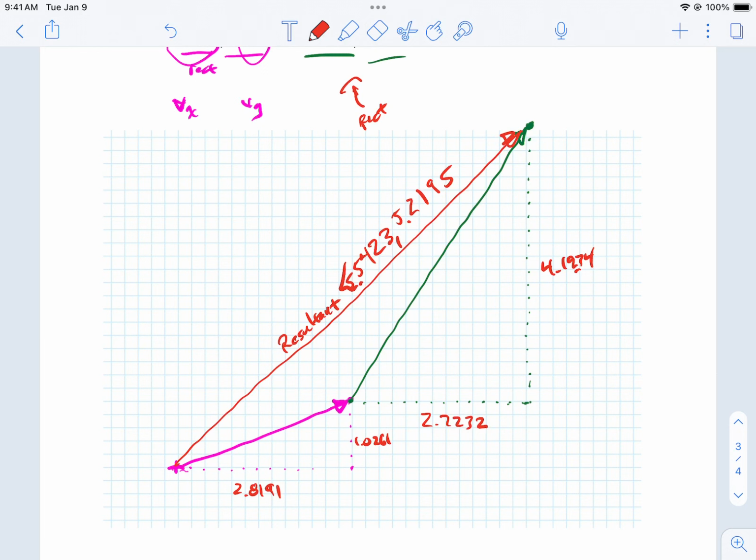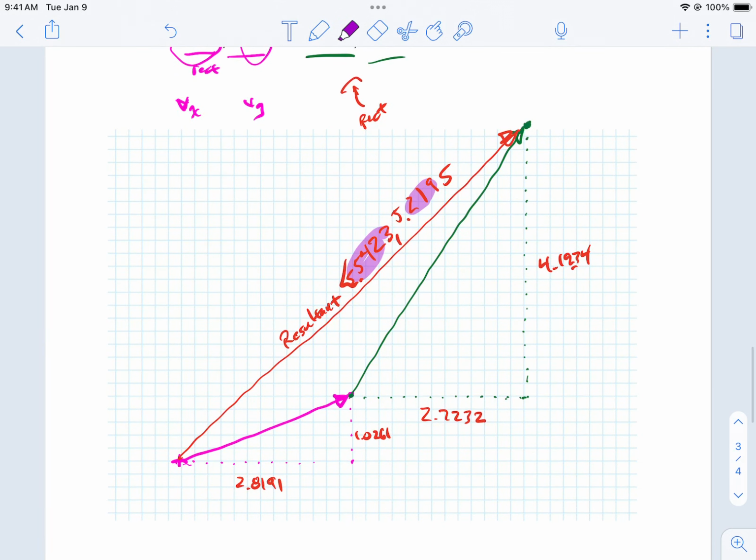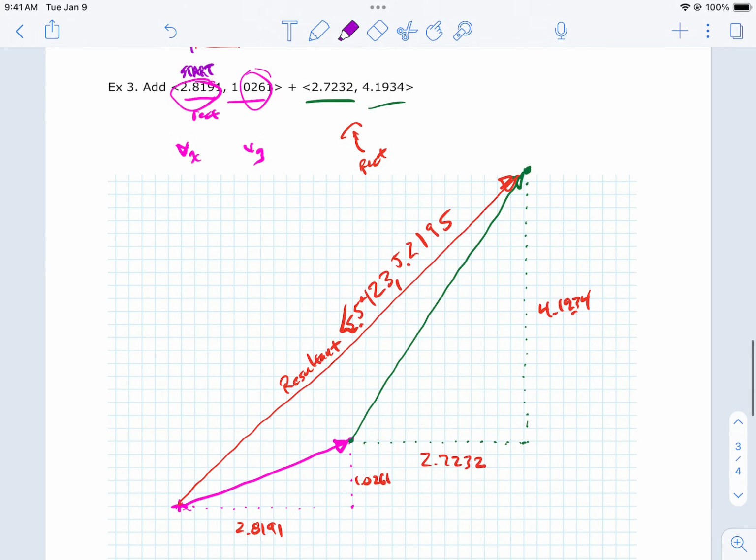So it's almost 45 degrees because these are almost the same length. If x and y have the same length, it's at 45 degrees. But anyway, isn't that kind of cool, huh?